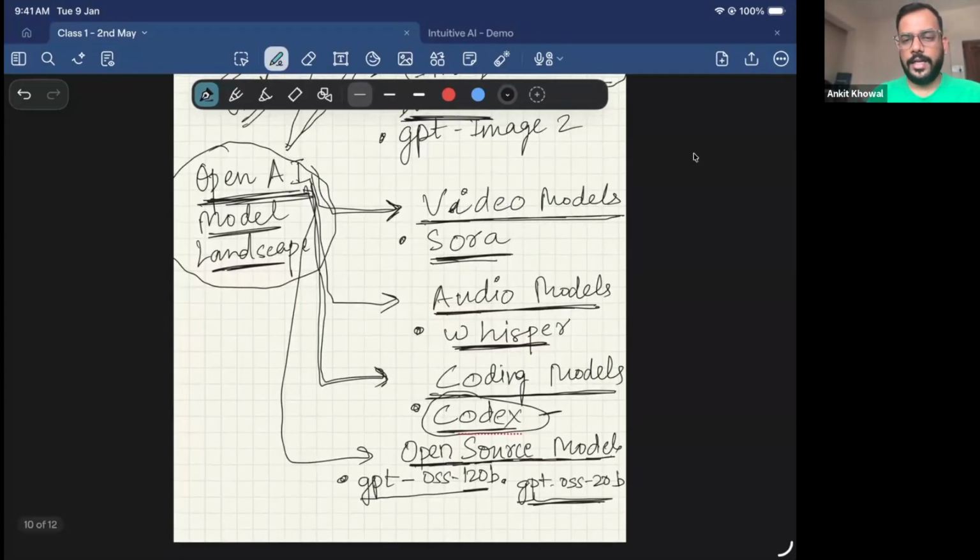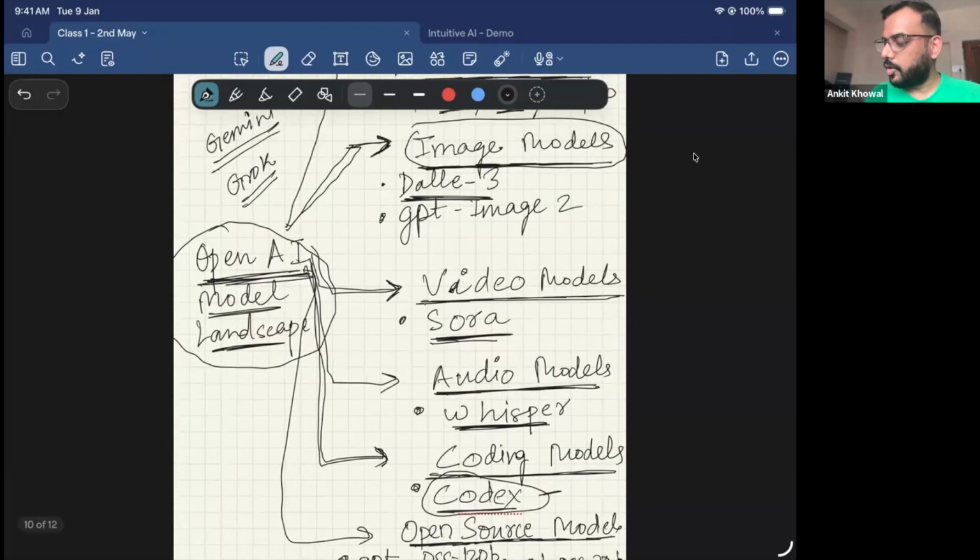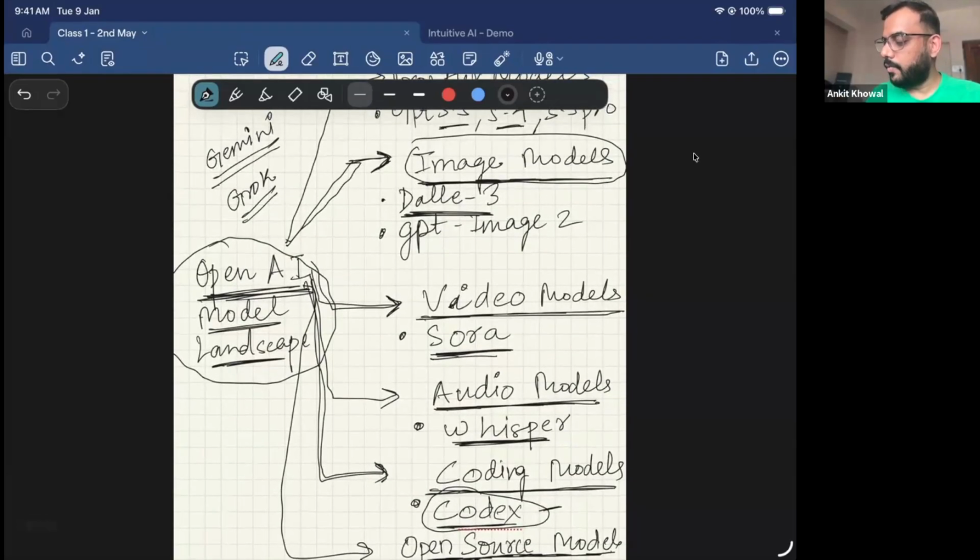I think this makes a lot of concepts clear, right? When we hear about different models, how are they different? We think of them only as chat models. But now you can realize what the different kinds of models available are, what they are specializing in, and when to use which.